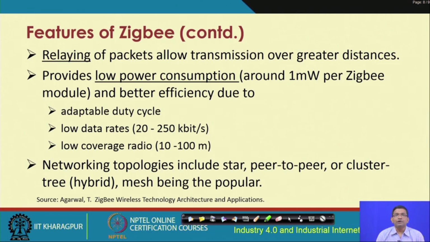It provides low power communication, around 1 milliwatt per ZigBee module, and it has different features such as an adaptable duty cycle, low data rates of about 20 to 250 kbps, and a low coverage range of 10 to 100 meters, and so on. ZigBee supports different network topologies such as the star topology, P2P, cluster tree topology, and mesh topology, and mesh is one of the most widely used topologies using ZigBee.